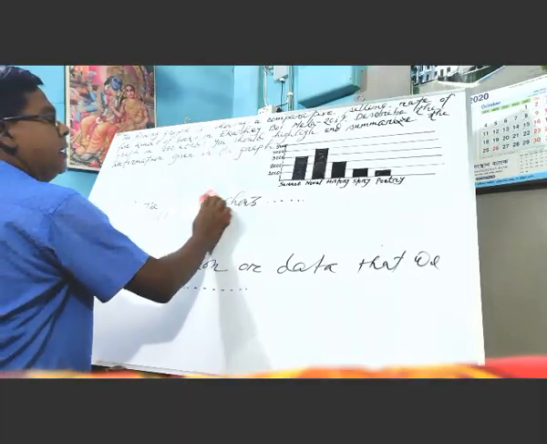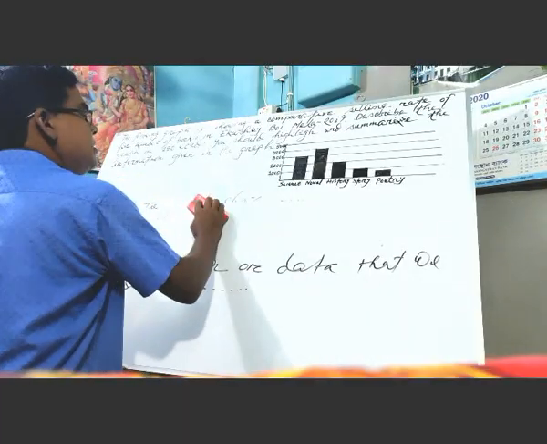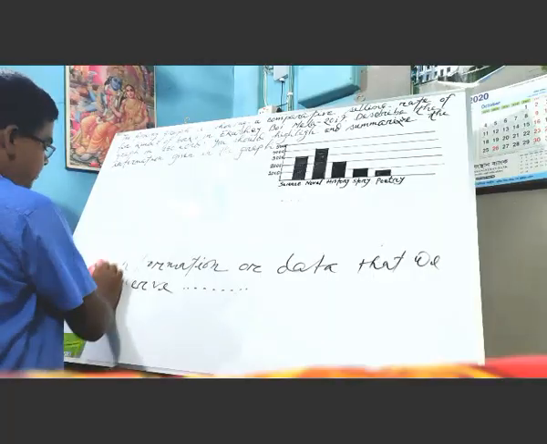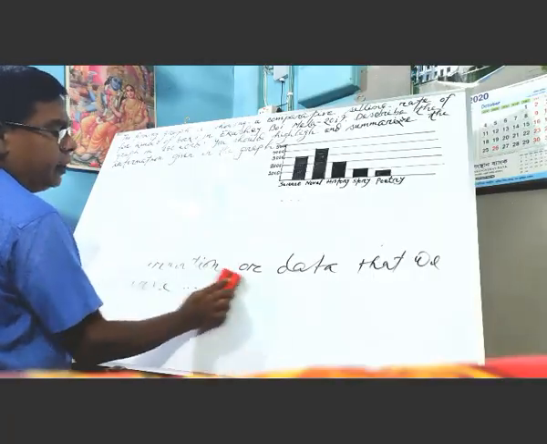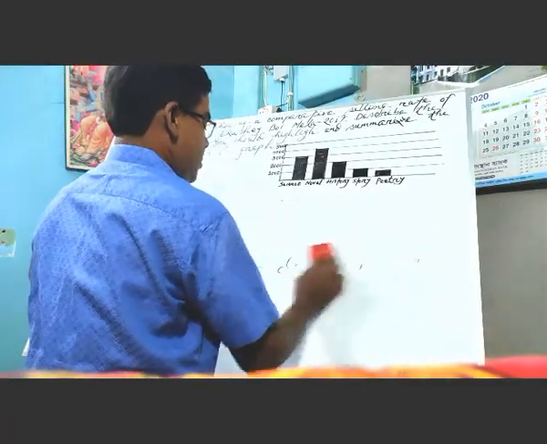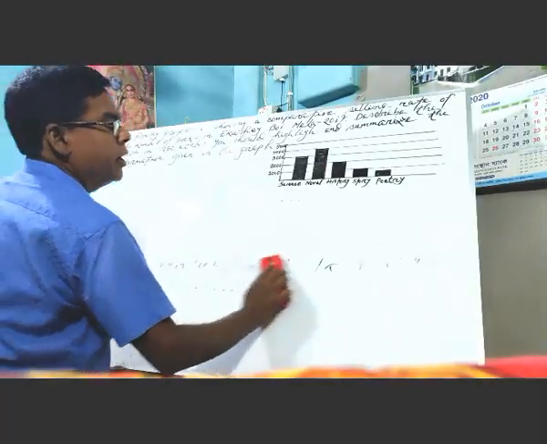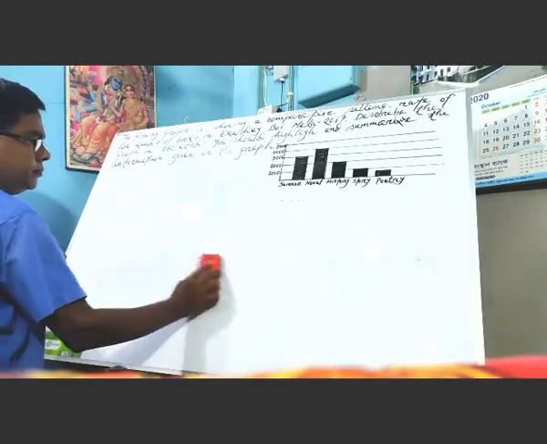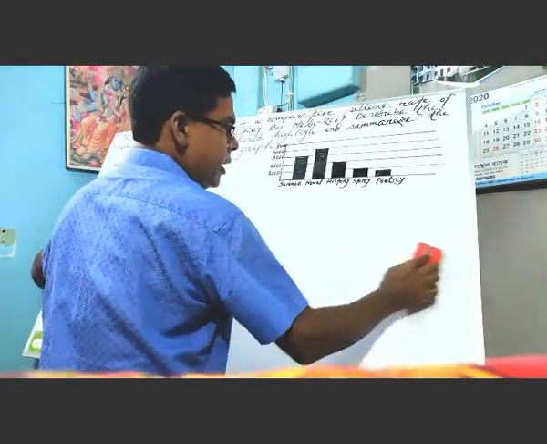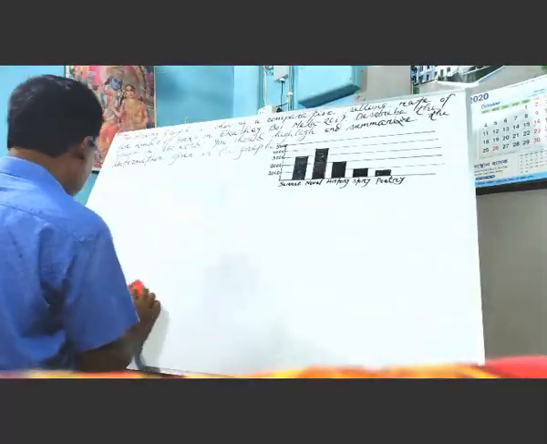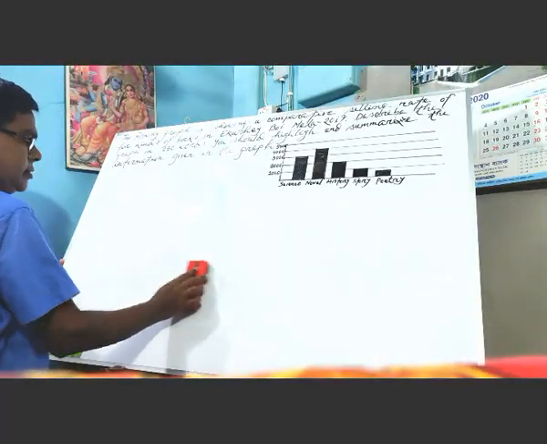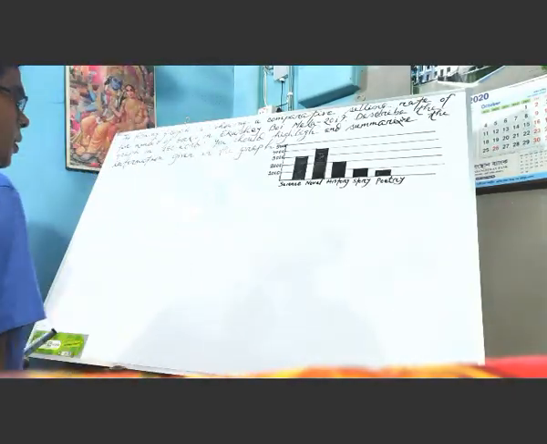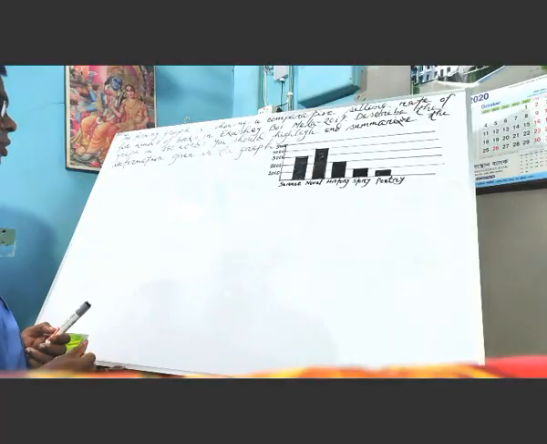So now, student, I will analyze the chart. I will analyze the graph chart. Be careful and look at me very attentively. Just follow what I write here and you will be able to acquire the techniques of writing a graph chart or pie chart. So now I am writing, student.